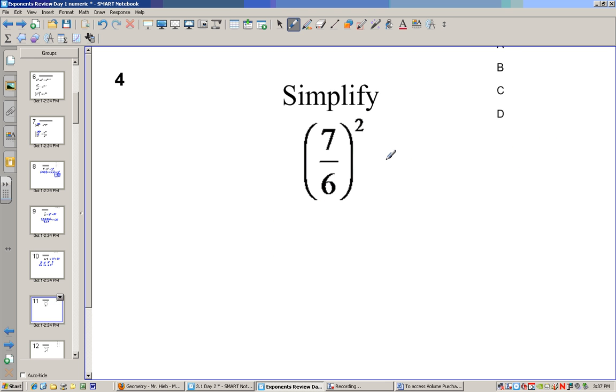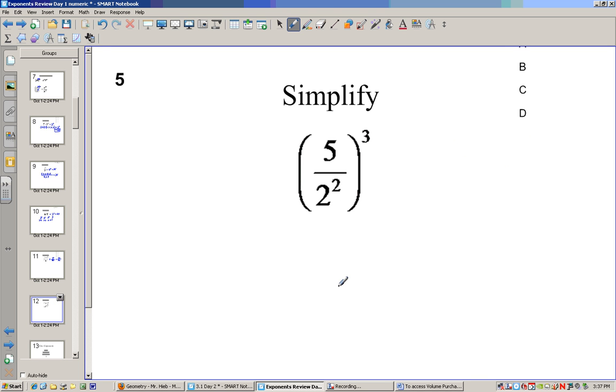7 over 6, squared. 7 squared over 6 squared, which would be 49 over 36. 5 over 2 squared, all cubed. I would just take this and go 5 to the 3rd power, and take this to the 3rd power. So this would be 125 over 8.